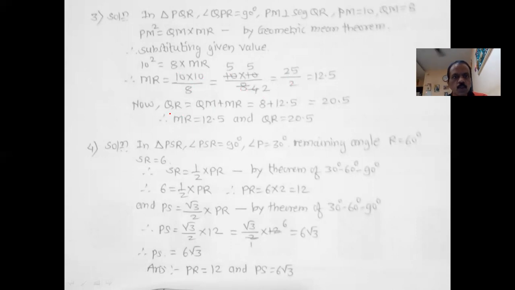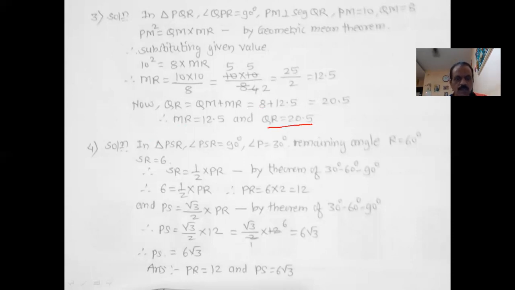Now, QR is equal to QM plus MR, which is equal to 8 plus 12.5, which is equal to 20.5. Therefore, MR is equal to 12.5 and your answer is QR is equal to 20.5.